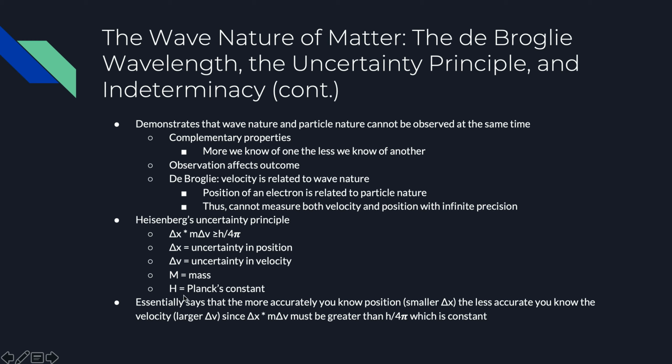And this essentially says that the more accurately you know the position, the smaller the delta x goes, the less accurate you know the velocity, which makes delta v larger. Since delta x times m delta v must be greater than h over 4 pi, which is actually a constant. So this is like an inversely proportional relationship. And you can clearly see that the more accurately you know position, the less accurately you will know velocity.